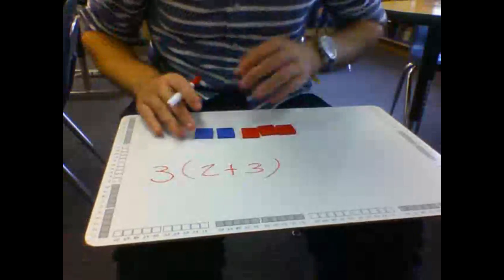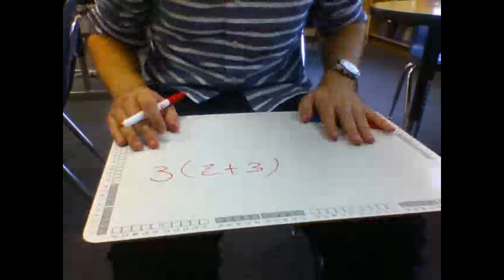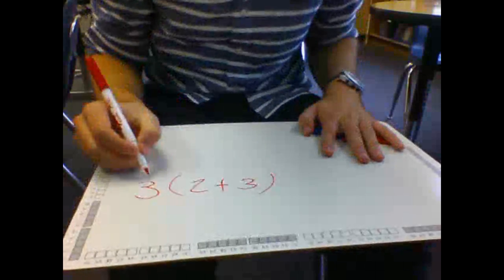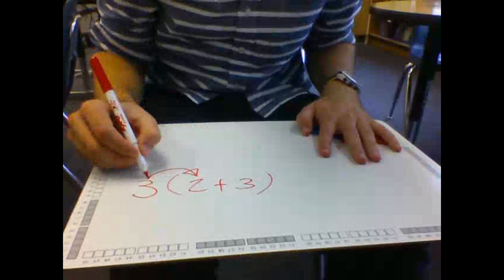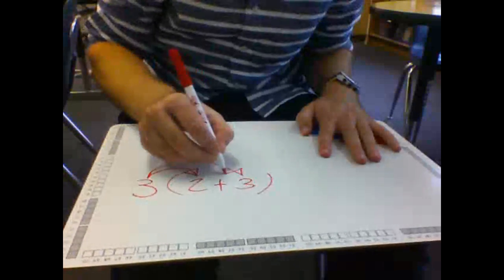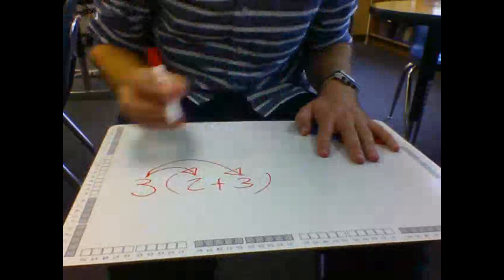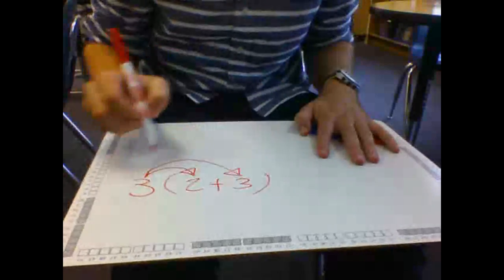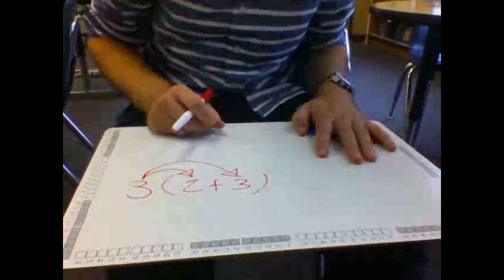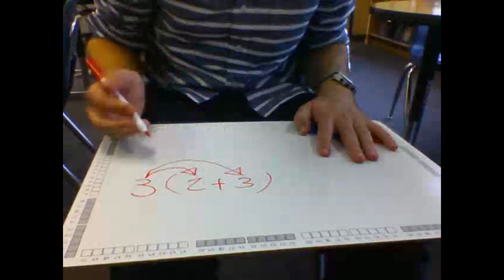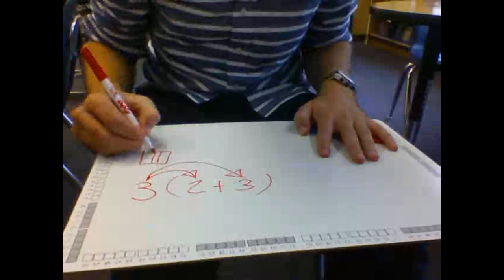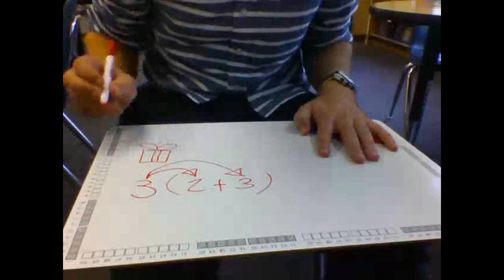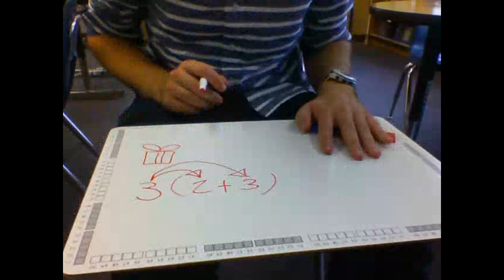Now, in the distributive property, some people like to think of it this way. They like to think that our 3 that we're multiplying times our 2, and our 3 that we're also multiplying times our 3, that we're giving it out. We're distributing it to each of our terms on the inside. And if that helps you out, some people like to think of it as giving a present out to all of our numbers here.